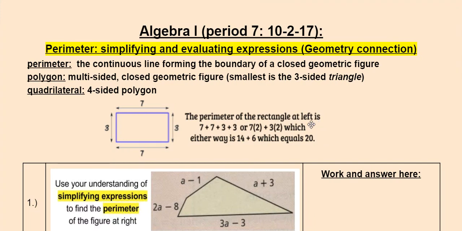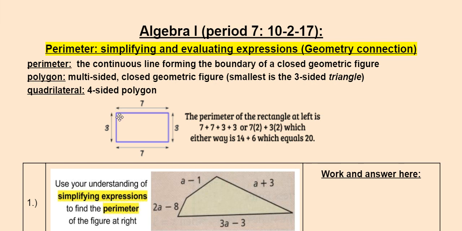Okay, so we're going to talk about our lesson today and go over the homework. And remember, we're talking about perimeter, simplifying and evaluating expressions, and that's a geometry connection. We defined a couple of terms. Perimeter: the continuous line forming the boundary of a closed geometric figure.